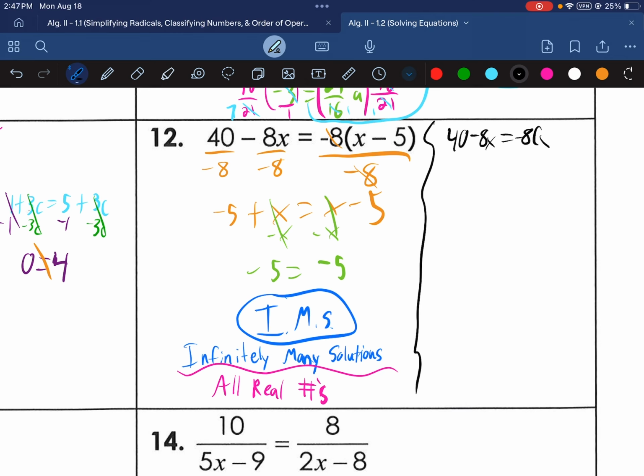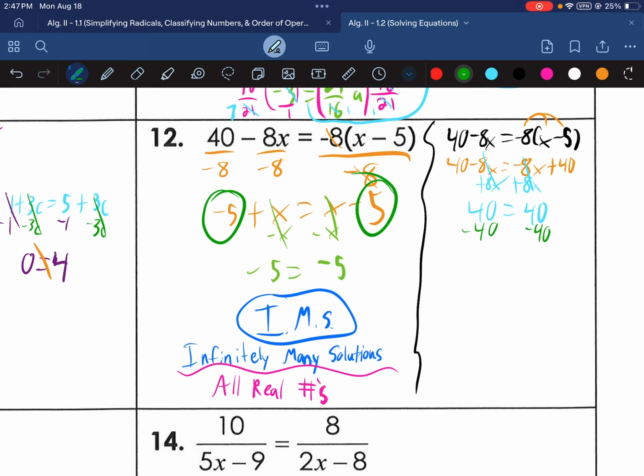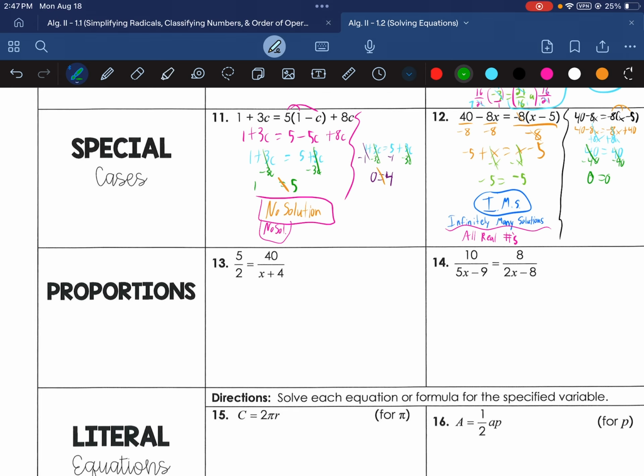So if I were to have started off on this problem and distributed instead, I'll showcase what would happen. So 40 minus 8x is equal to -8x plus 40. And so if we add 8x, you still end up with 40 equals 40, which is a true statement. If you had subtracted 40 from both sides, or subtracted 5 from both sides in the previous step, the same thing would happen. Or in the previous example, you'd get 0 equals 0, which once again is a true statement. 0 does equal 0.